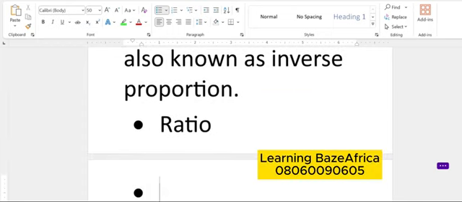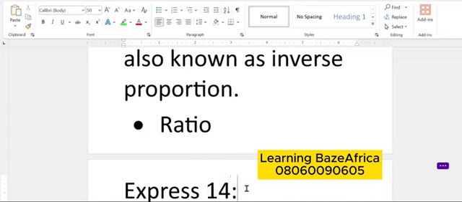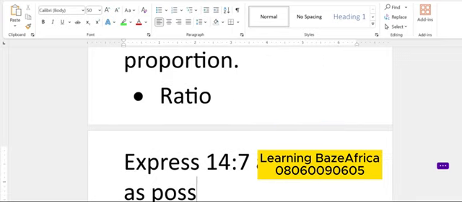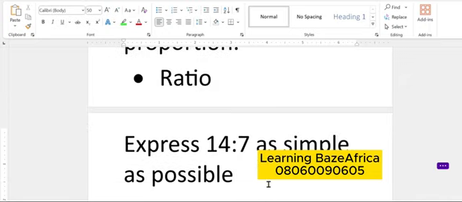Now with this, I'm going to ask you a question on ratio. So make sure you pay attention to my screen right now. Express 14 to 7 as simply as possible. Express the ratio 14 to 7 as simply as possible. I'm expecting your answer in the comment section. Can you do that as fast as possible?